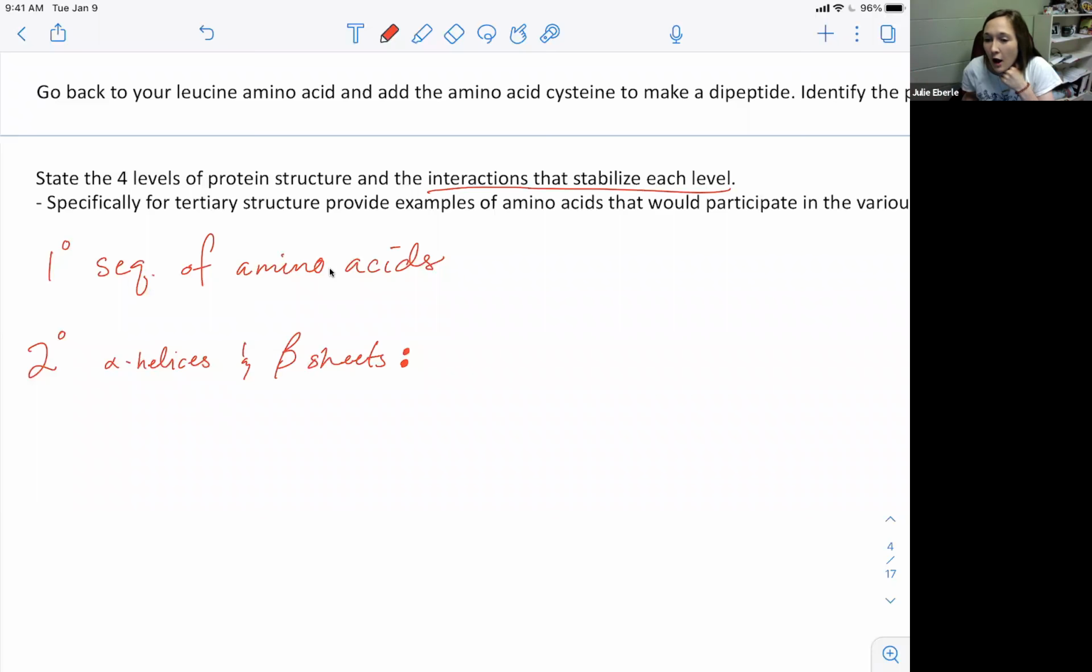So I'm going to call on Robin to help me figure out what kind of interactions we see at the secondary level. What kind of interactions hold together our alpha helices and our beta sheets? Okay, I'm not gonna lie, I really didn't get into those interactions. I didn't really learn. Okay, you can phone one friend. Who do you want to throw under the bus? I'm kidding. You're not under the bus, Robin.